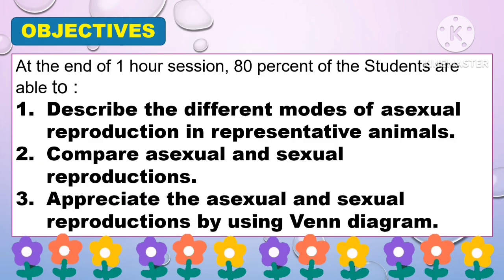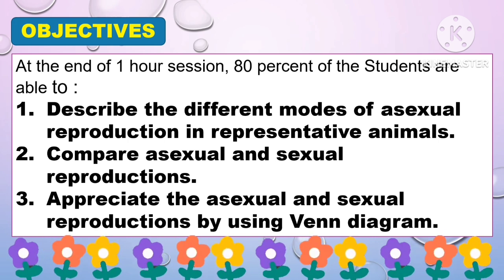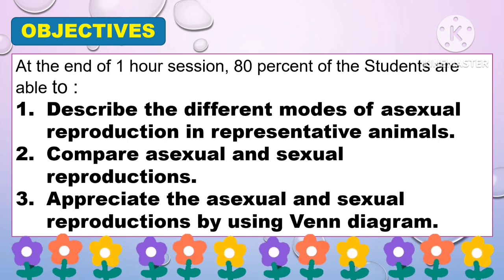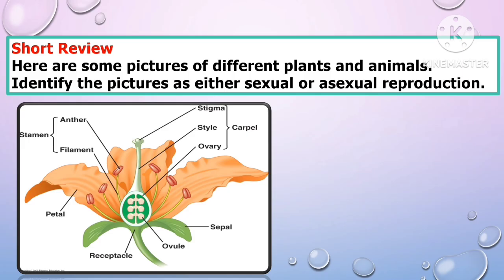For the objectives, at the end of 1 hour session, 80% of the students are able to: first, describe the different modes of asexual reproduction in representative animals; second, compare asexual and sexual reproduction; and third, appreciate the sexual and asexual reproductions by using a Venn diagram.